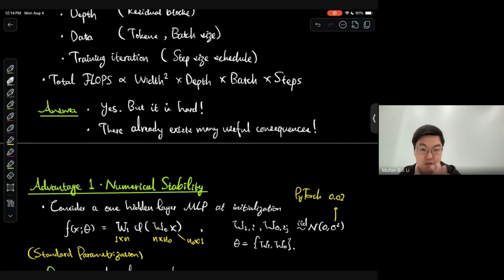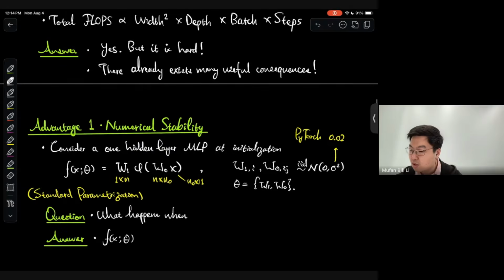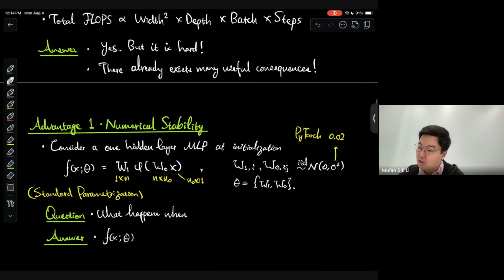So this is basically like a very simple toy model of something that you can get in PyTorch. If you try to set up by default a one hidden layer neural network, this is kind of the setup that you get at initialization before you even train it, right? So there is a problem: what happens when you take the width n to infinity, right?